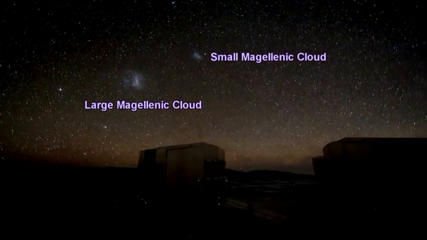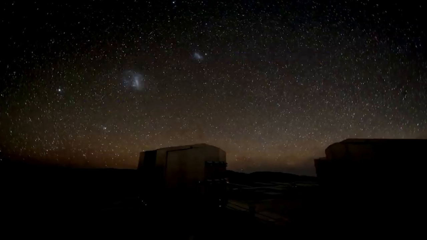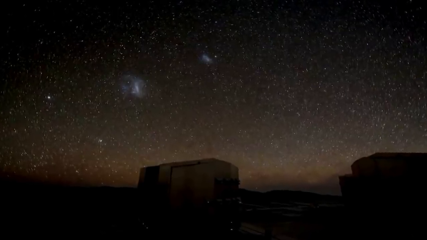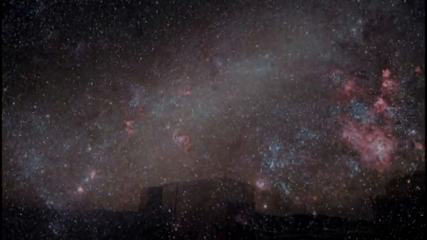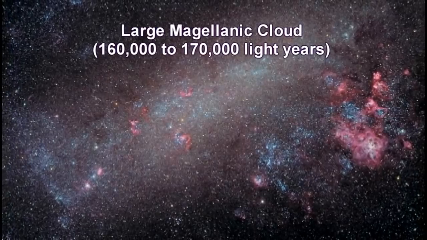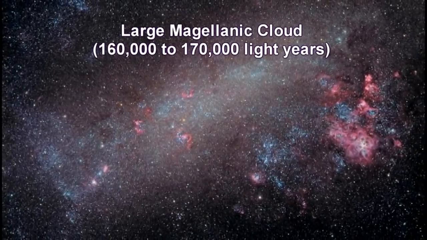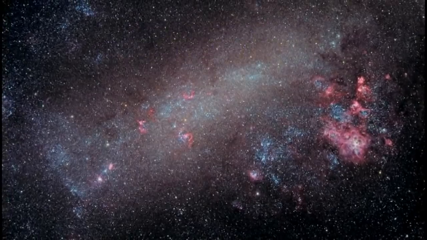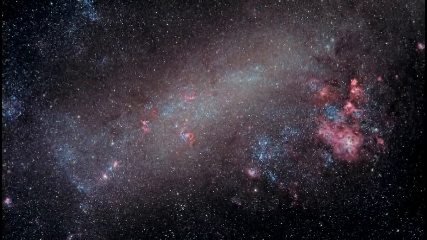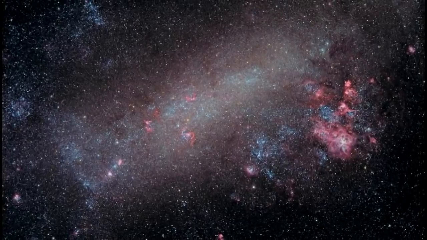And so, to return to our study sheet, to us, as I just said, the large and small Magellanic clouds can be seen in the southern sky. The large is 170,000 light years away. Small is about 200,000. I said 1,000, right?